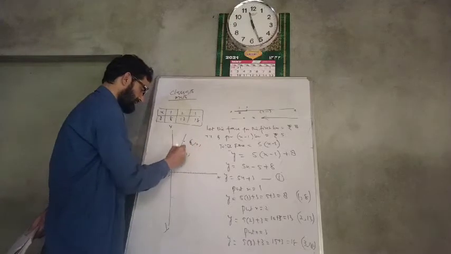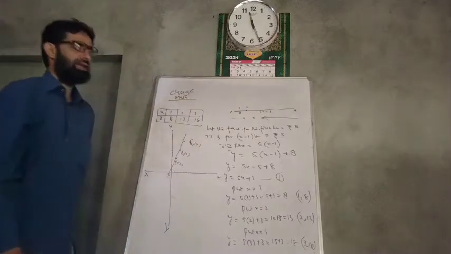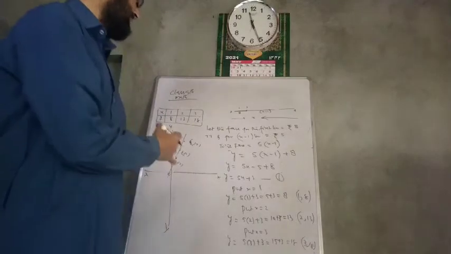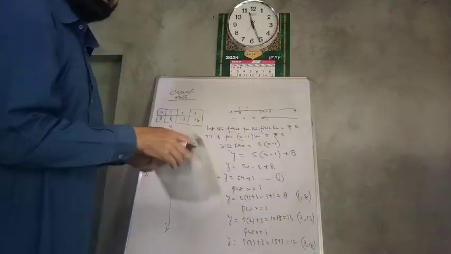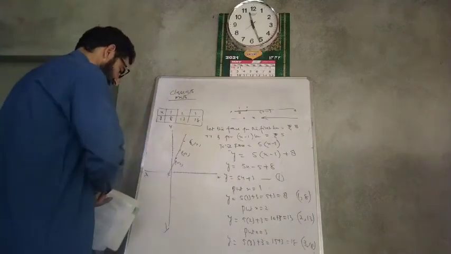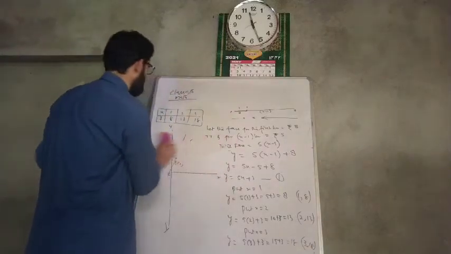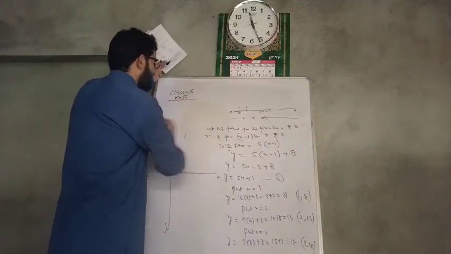Now you can join these. You will always get a straight line. So you can take this graph in your place. Now the next question is, this was a very important question.